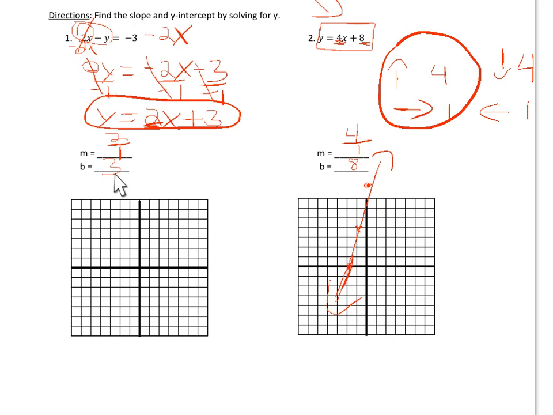Okay, here I begin with the B. So I go 3 on the y-axis. Remember, not the x-axis. So I go up 1, 2, 3. There's my first point. Okay, there it is. Then I use my slope.